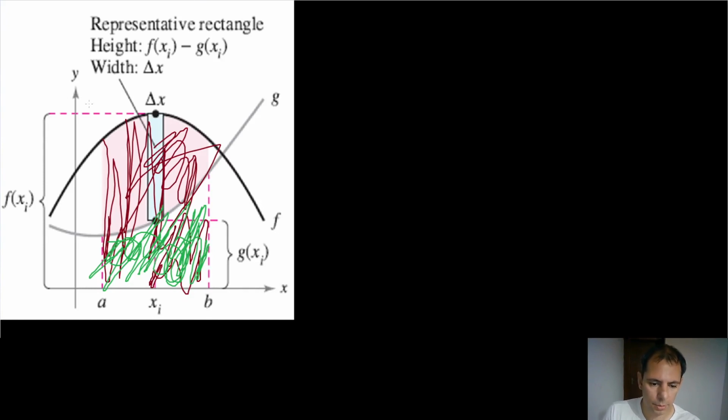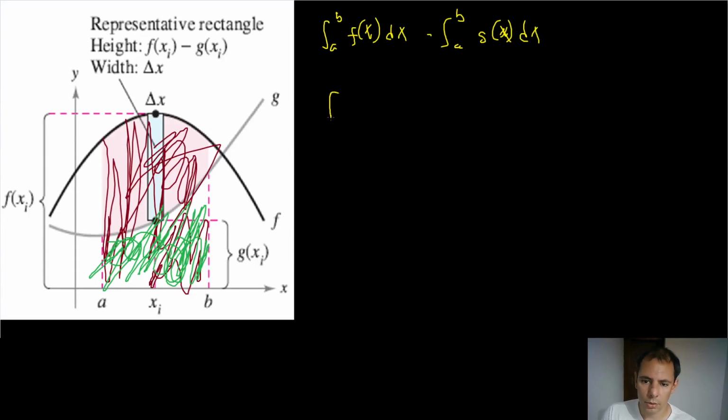For example, you're going to be integrating from a to b. So it's the integral from a to b of f of x dx minus the integral from a to b of g of x dx. But because the limits of integration are the same, you can join these two. So it's just the integral from a to b of f of x minus g of x dx. That's it. It's pretty simple.